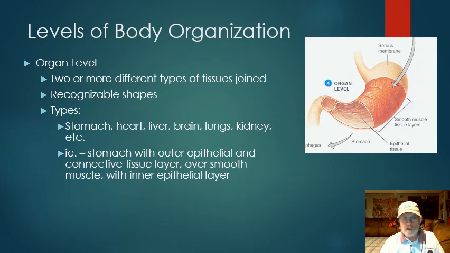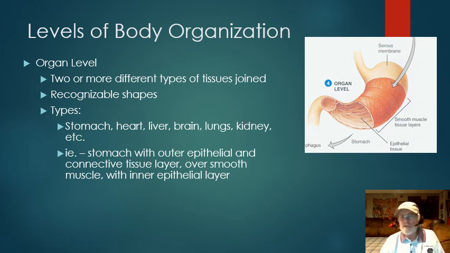Next, we get to organs. Now, an organ is where I have a bunch of different tissues put together. In other words, if I look at an organ, there'll be multiple different tissues all working together for some common purpose. Most of these organs have some type of reproducible shape. Even if it didn't say stomach there, you'd know that was a stomach because that's what the stomach looks like.